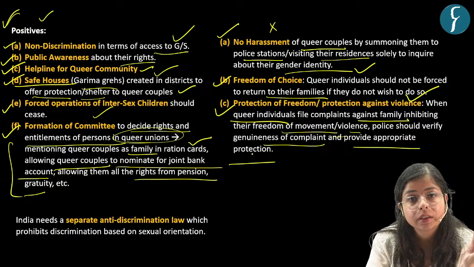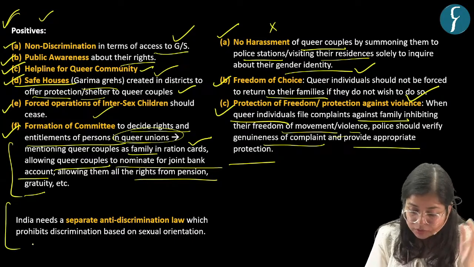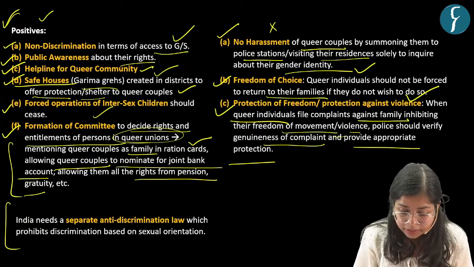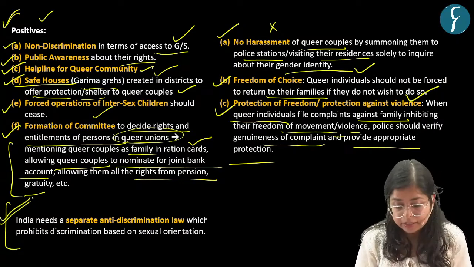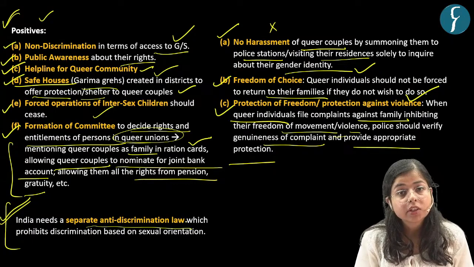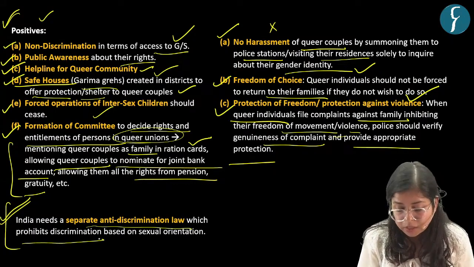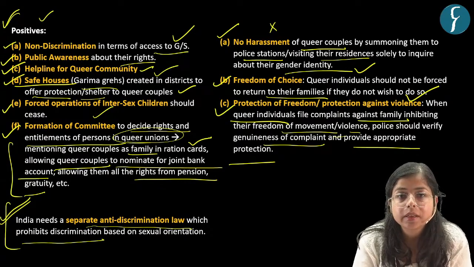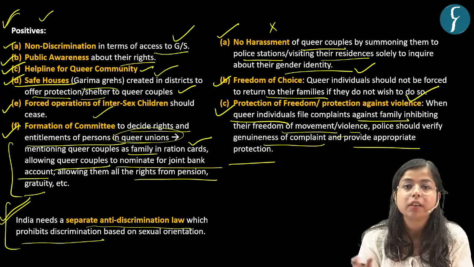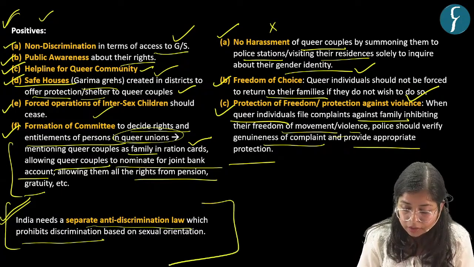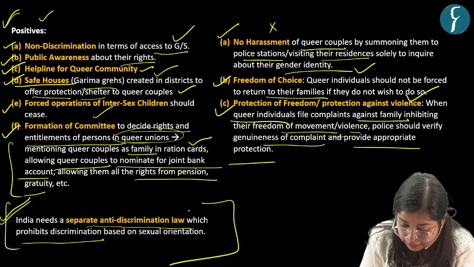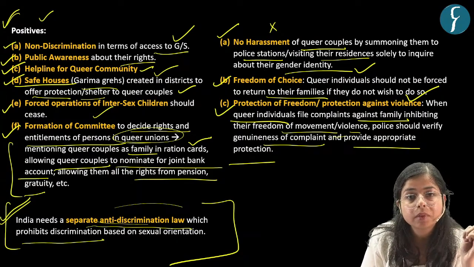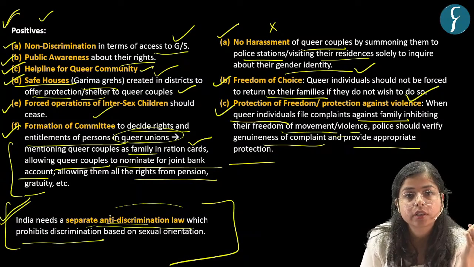should provide appropriate protection to this community, right? So in conclusion, we can say that the government should work on implementing these directives, and along with it India needs a separate anti-discrimination law which prohibits discrimination based on sexual orientation. Presently, we have various anti-discrimination mechanisms, but these are not consolidated enough. So India needs a separate anti-discrimination law for the LGBTQ community in order to prevent discrimination based on sexual orientation, right?